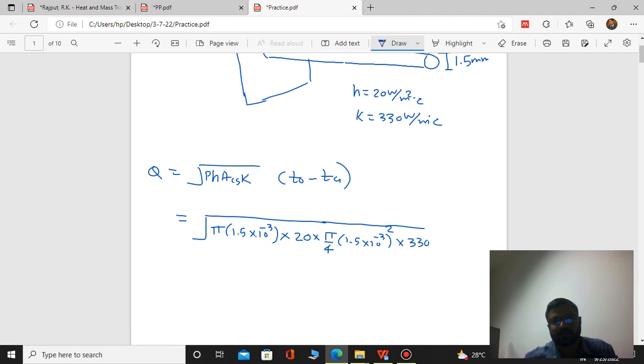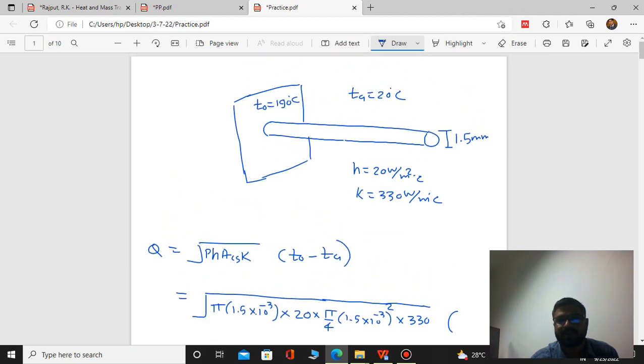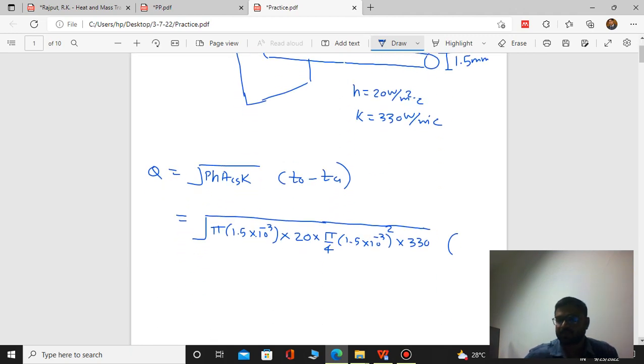Okay, so this is under root. And then after, here you will have to write T0 and TA. What is T0? Let us check that. T0 is 190 and TA is 20. So here no need to convert to Kelvin because both are in degrees. We will have to take the difference. So now this we will have to calculate.